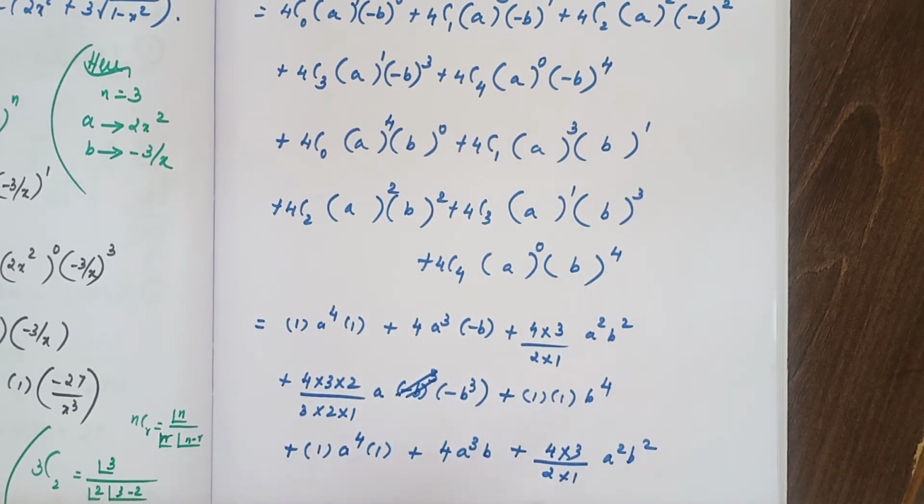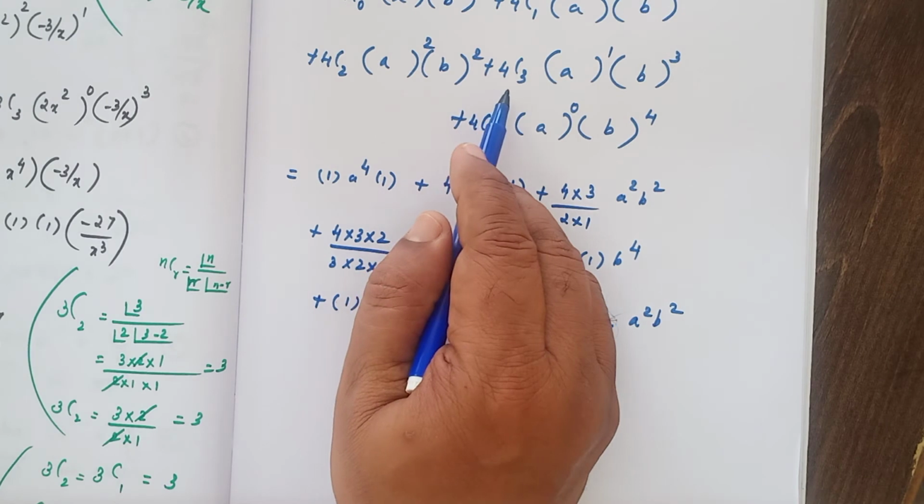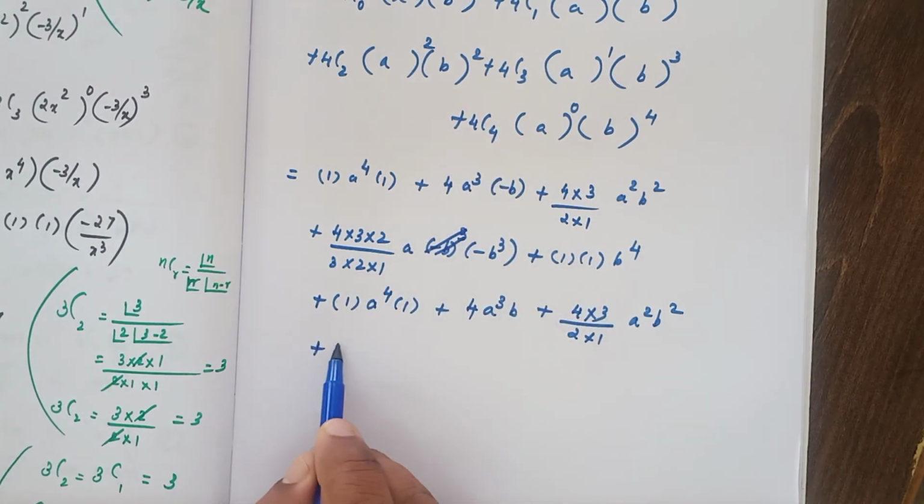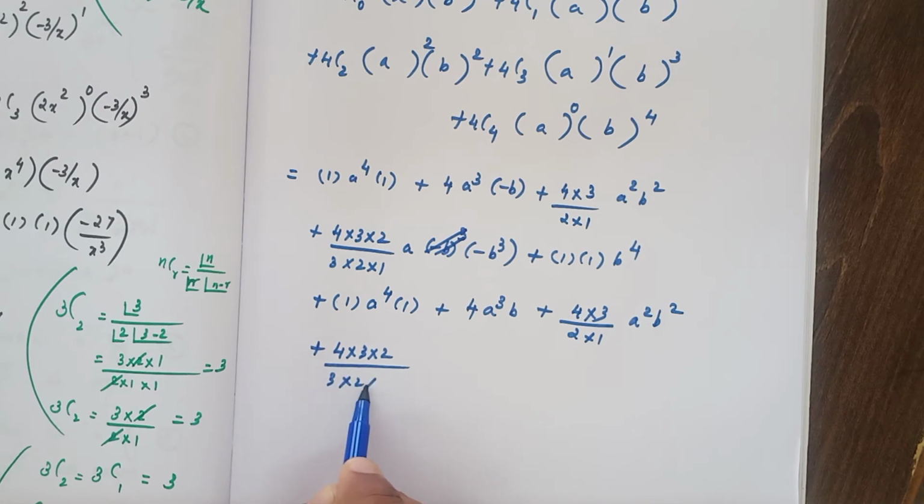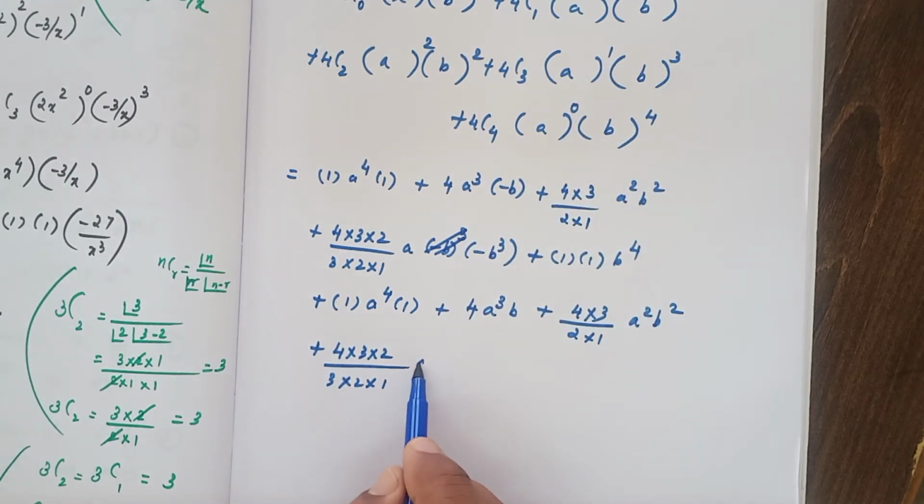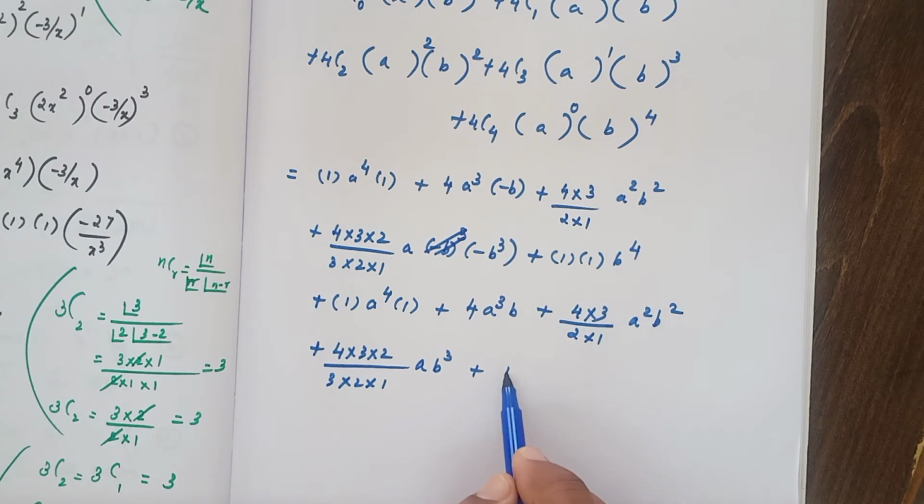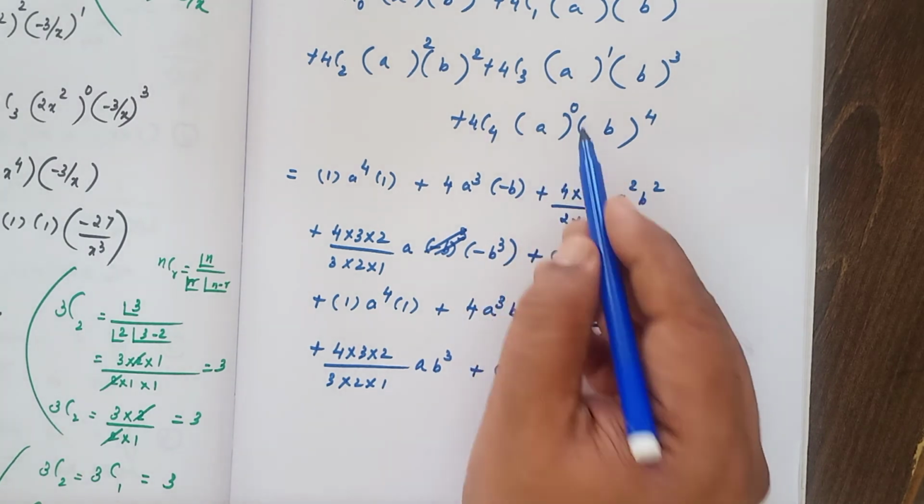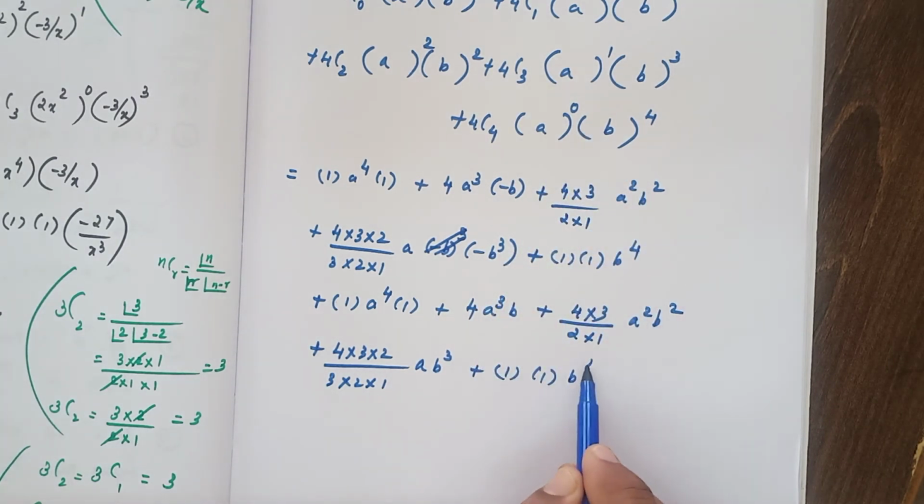plus 4c3 that is 4 into 3 into 2 divided by 3 into 2 into 1, a power 1 is a, b power 3 is b cube, a into b cube. Finally, 4c4 value is 1, ncn is 1, anything power 0 is 1, finally b power 4.